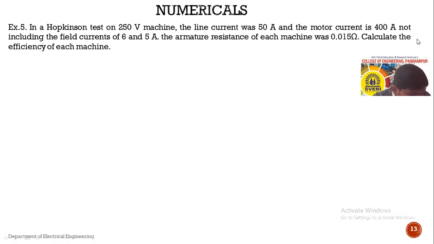Okay, लिहिला का सगळ्यांनी? We will solve this problem and we will stop after that. Yes sir.